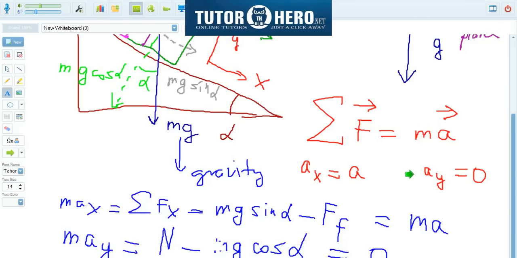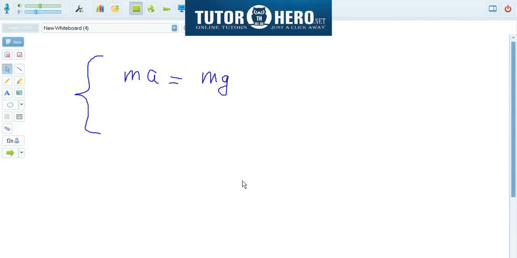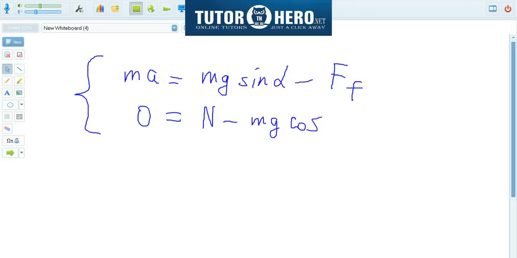So now we have two equations. Let me put them on the next whiteboard. We have the same equations written as ma is equal to mg sine alpha minus friction, and 0 is equal to N minus mg cosine alpha. The last equation we have to write is, what is the force of friction? We know that the force of friction is equal to the coefficient of kinetic friction times the reaction. That's a phenomenological law.